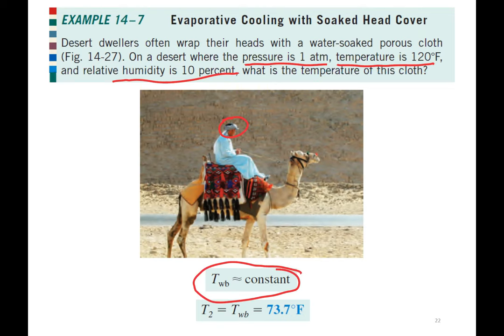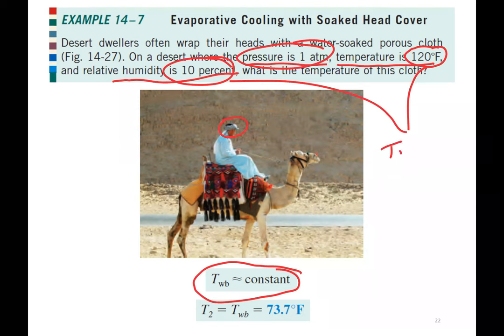Okay, so at 120 degrees Fahrenheit and 10% relative humidity, you can use a psychrometric chart since we're at 1 atmosphere. We just go and look, and at those 120 degrees Fahrenheit, 10% relative humidity, we have a wet bulb temperature of 73.7. So that cloth is at 73.7 degrees Fahrenheit, which is much cooler than that 120 degrees Fahrenheit, right?